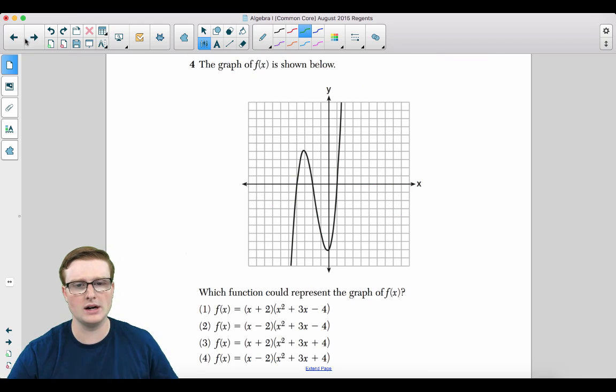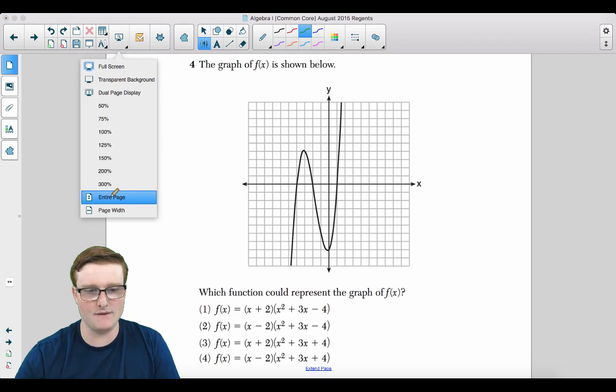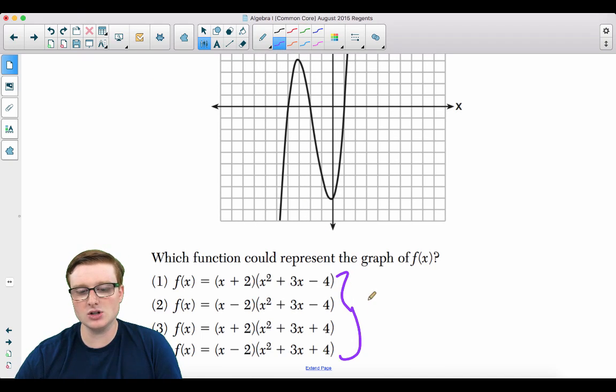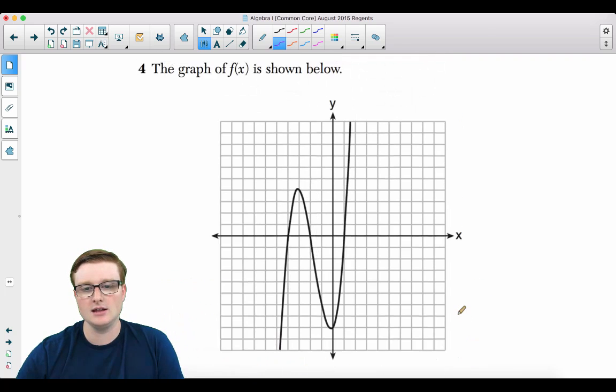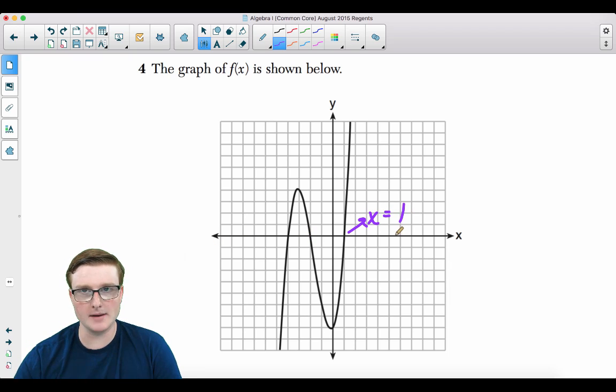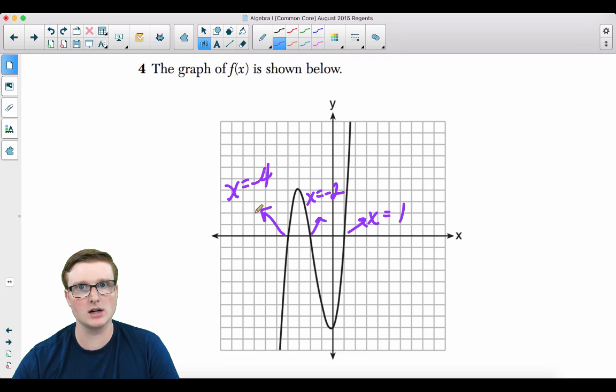All right, question 4. The graph of f of x is shown below. Which function could represent the graph of f of x? So notice here that these are all factors. Let's talk about this. This graph intersects the x-axis at 3 locations. It intersects at the point x equals 1. Then it intersects at the point x equals -2. And then this intersects at the point x equals -4.